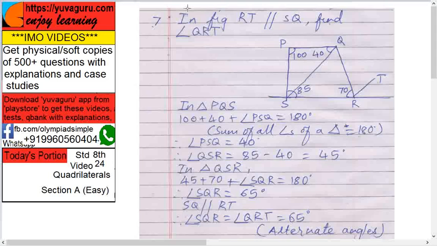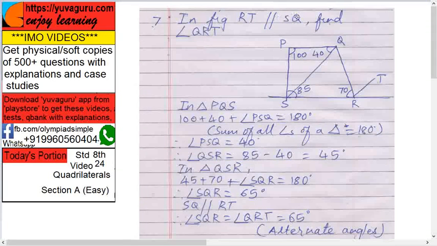Let's start. In the given figure, RT is parallel to SQ. Find angle QRT, and these are the separate angles given. Remember, RT is parallel to SQ.